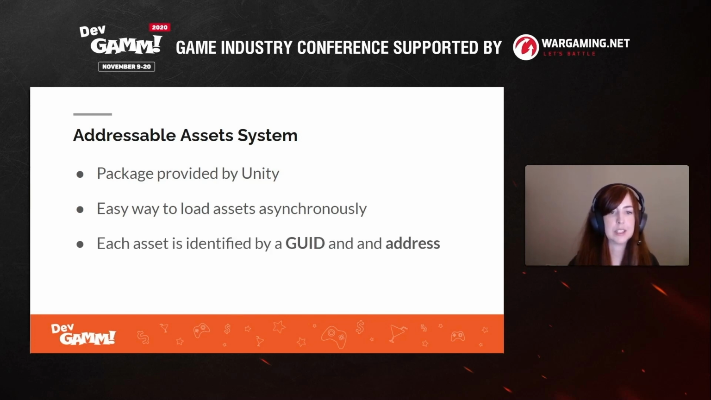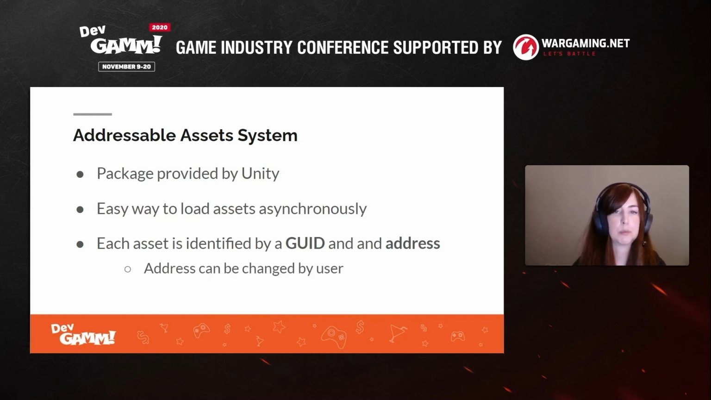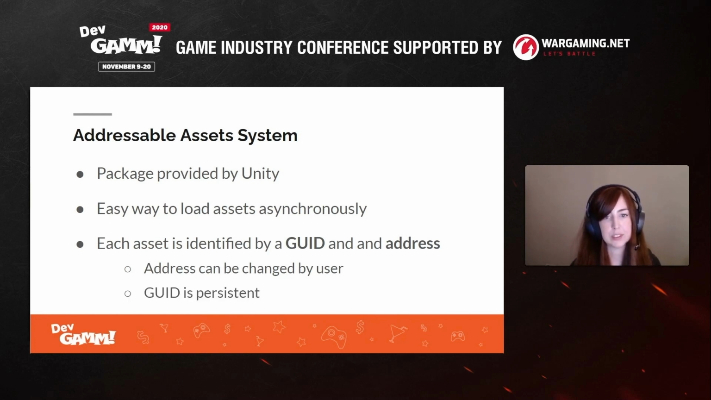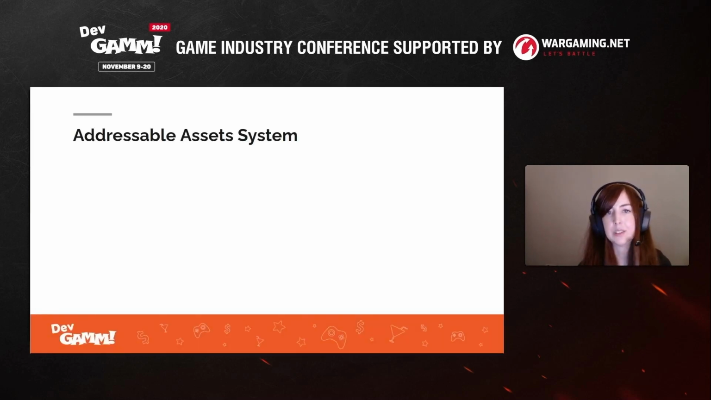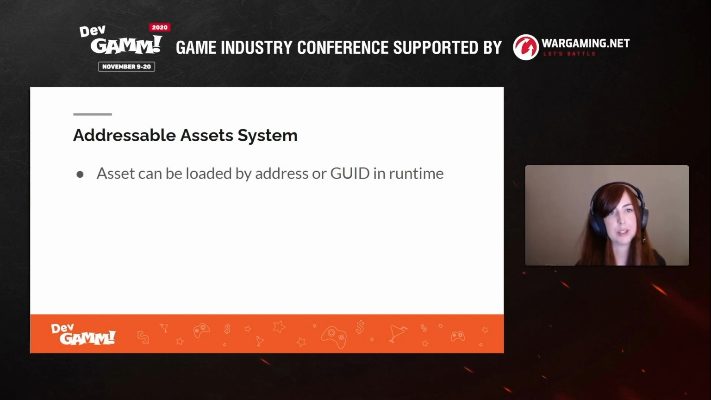Each asset is identified by a globally unique ID and an address. This address can be changed at any time by the user, but the ID, on the other hand, is persistent and doesn't change. And by the way, this is the same ID as the one in the asset database. You can choose to load an asset either by address or by ID. But we wanted to use the ID since that's guaranteed to not change.